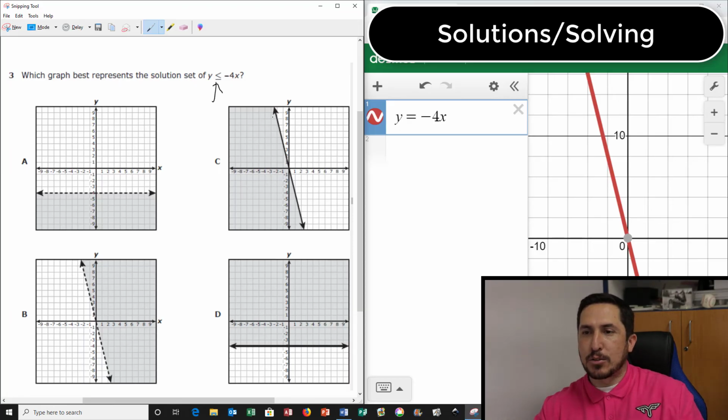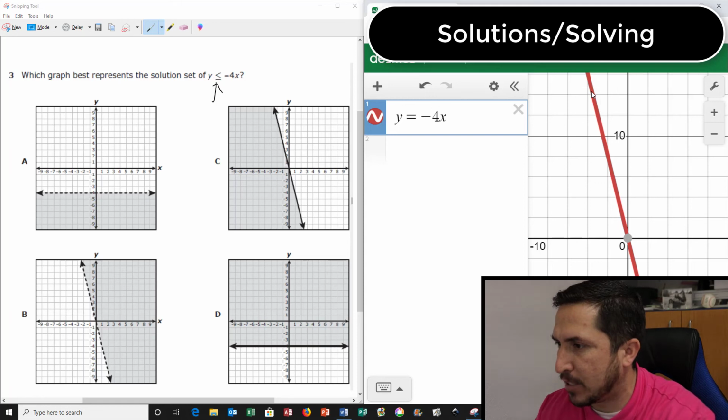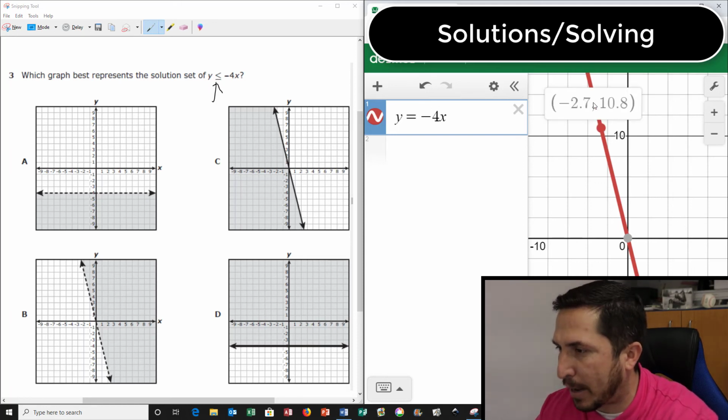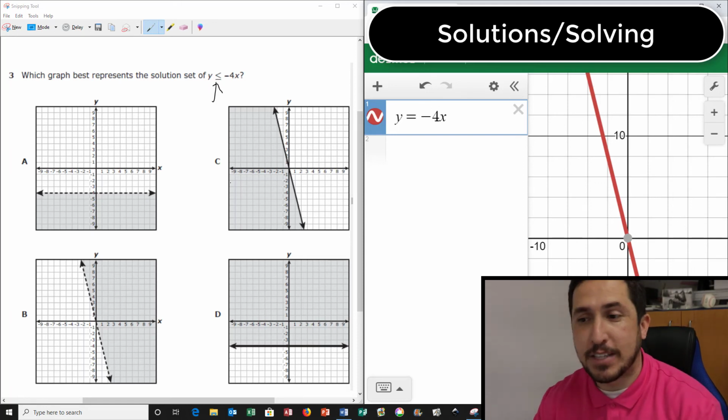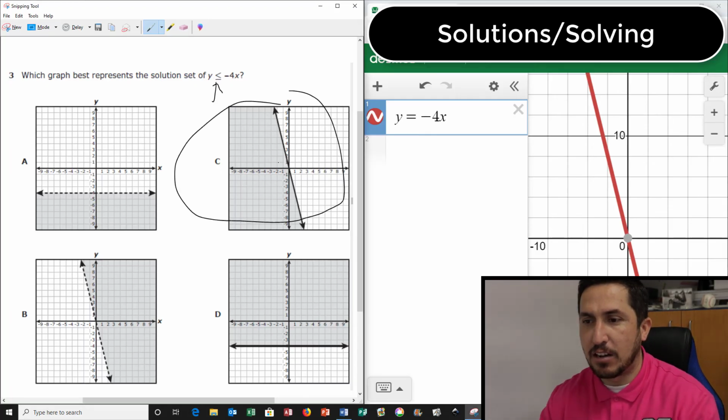It's making an L, so it wants the shading to go downwards. So go somewhere on the line, pick any point. I'll pick this point right here. And I want it to be down, beneath it. Your answer here is going to be choice C, like cat, because he's shaded down and he looks like this.